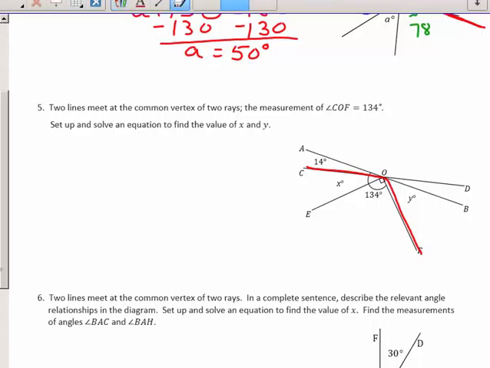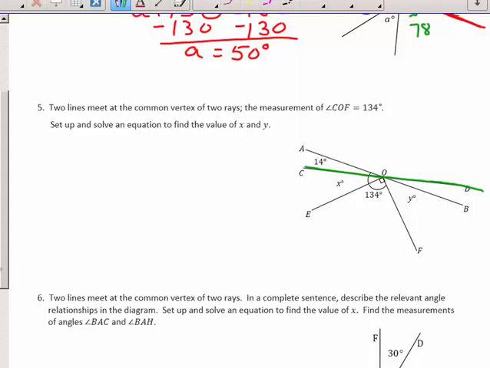All right, let me erase this, because one of the things we want to look for are straight lines. So I have CD right there makes a straight line. Okay, well, is that going to help me? Probably not right now. Have to be honest.